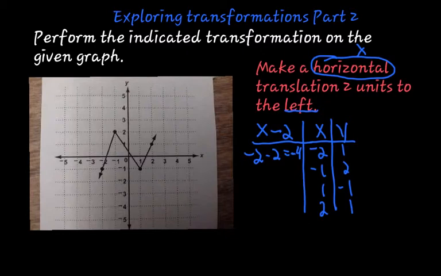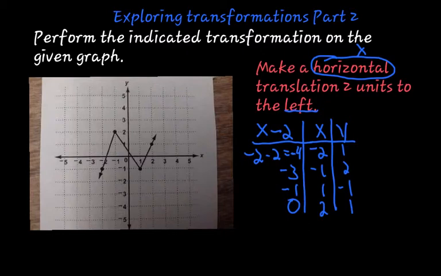And the next one is -1 minus 2. That's going to be -3. 1 minus 2 is -1. 2 minus 2 is 0. So you're going to plot the points, not the middle column, but you're going to plot the new x's that we have and the y values. The y didn't change. You just made it a horizontal translation.